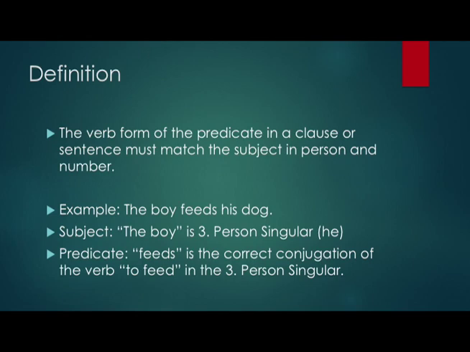So looking at this specific example, the boy feeds his dog. So the subject in the sentence is the boy. It's third person singular. We could also substitute it with the pronoun he. And feeds is the correct conjugation of the verb to feed in the third person singular. So one boy, and therefore the subject now has to be matched by a verb that is correct in its form.